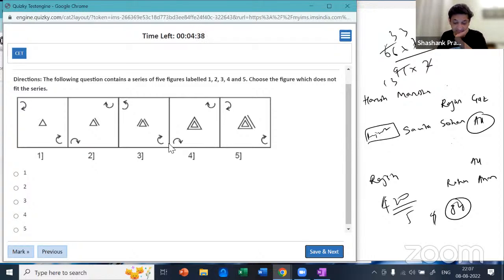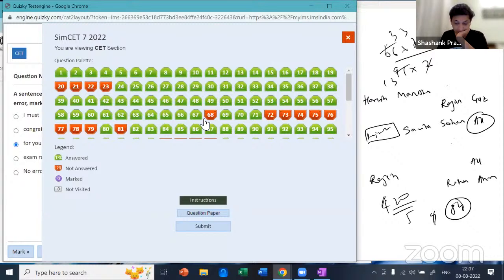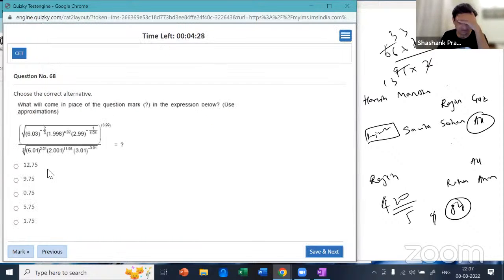So from here to here the orientation changed, right? From here to here the orientation changed. This is okay. This one, I think 3 is the wrong. I don't know, not sure. 68. Okay, this was a mess here. I did. I don't know what I did. So the 2 will cancel.